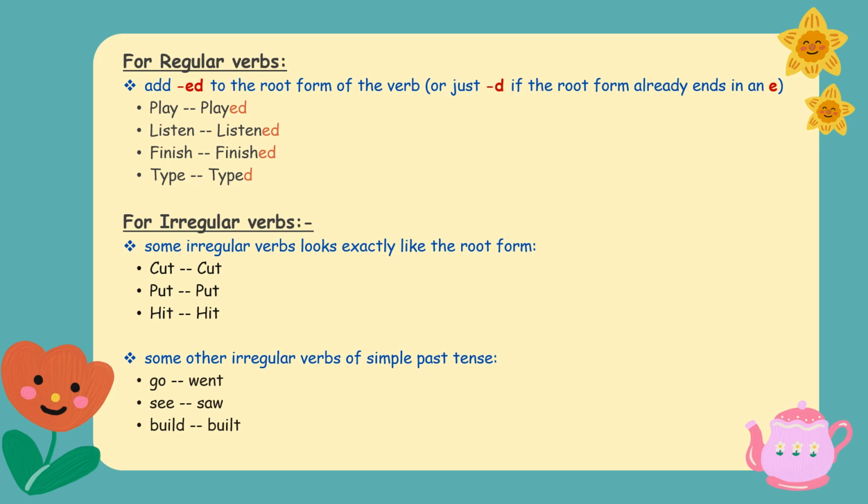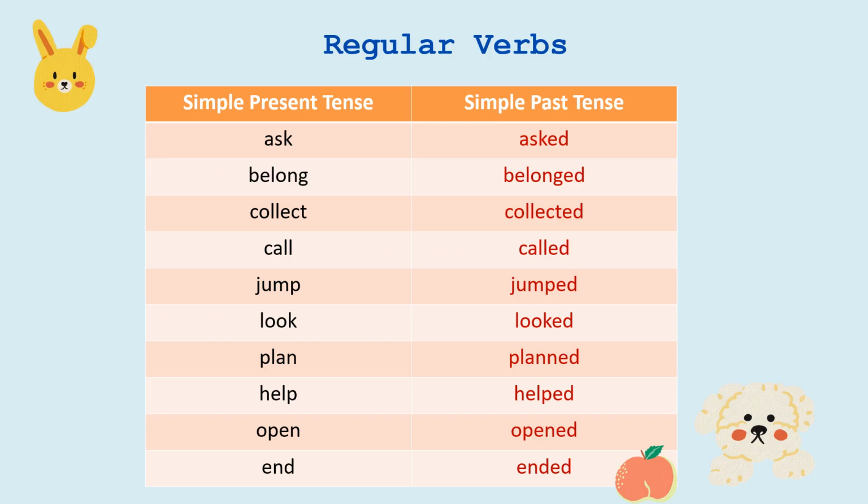Let's take a look at more examples of regular verbs and irregular verbs. For regular verbs over here: ask, asked, belong, belonged, collect, collected, call, called, jump, jumped, look, looked, plan, planned, help, helped, open, opened. You can see that for these regular verbs, we add ed behind the verb for past tense.